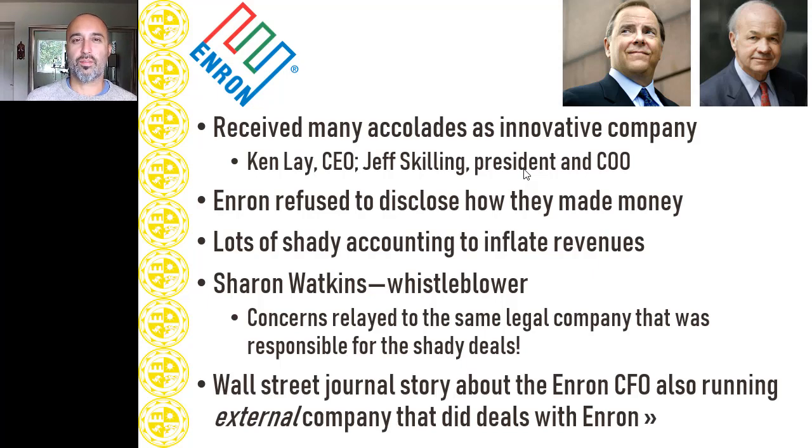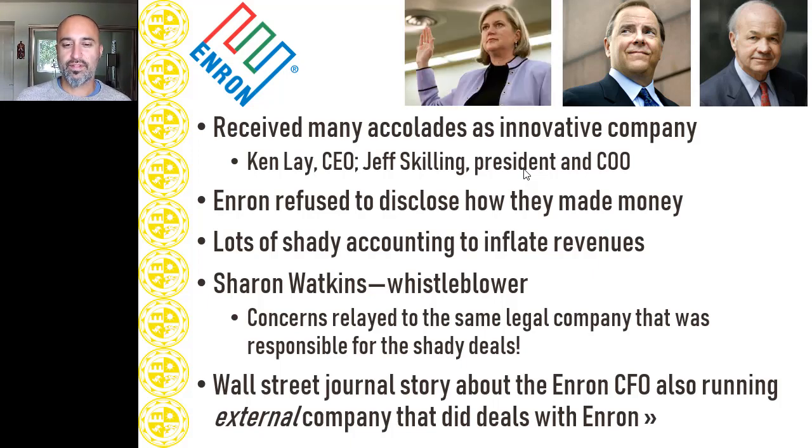It all started to fall apart when a Wall Street Journal news story came out about the Enron CFO, who, beyond being the Enron CFO, was also running an external company, which by itself maybe isn't too bad, but that external company was doing deals with Enron that would then become part of the revenues that Enron reported, and yet they were basically just paper inventions. There was nothing actually happening. So that's a real red flag. By the way, there's Sharon Watkins on the upper left.